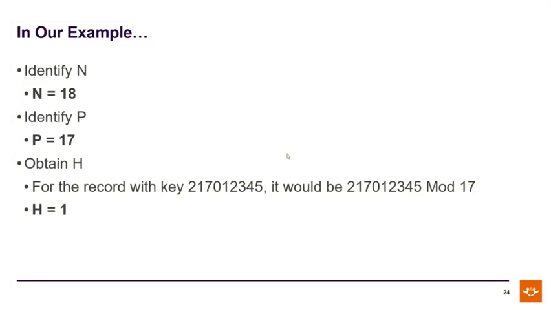Now keep in mind, we said there are 18 spots available. We are now using a prime number of 17, which means the return will be between 0 and 16, because if you give it 16, the remainder is 16.